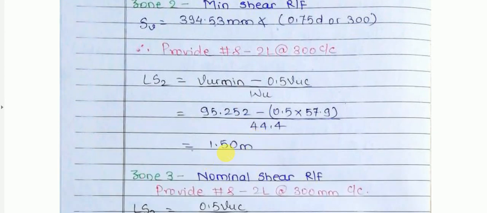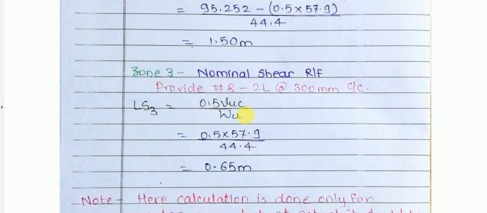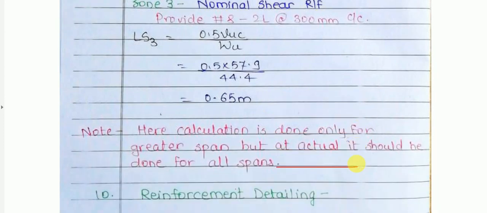So here that distance is obtained. Then go to zone 3. Zone 3 is the zone for the nominal shear reinforcement, hence the nominal spacing, that is 300 mm, the maximum spacing, will be provided, and its length is calculated here as 0.65 meter. Here this calculation is done only for span BC, that is the maximum span. Based on that you can calculate it for the rest of the two spans also.